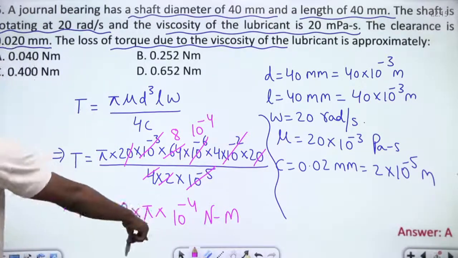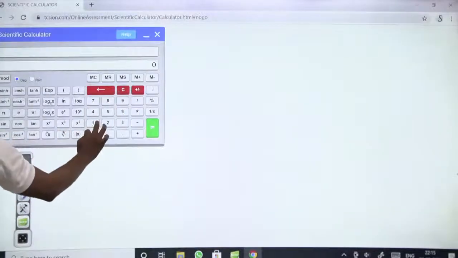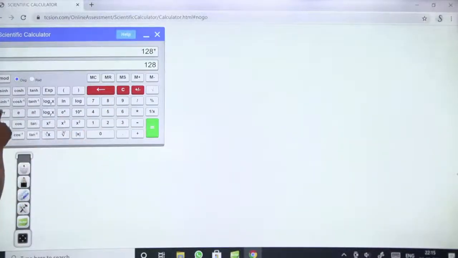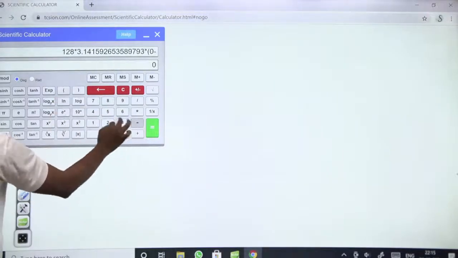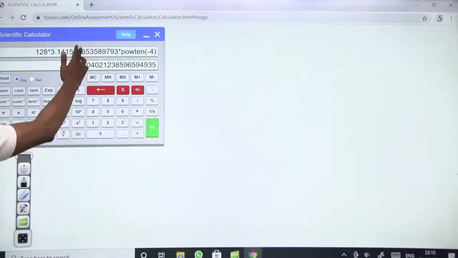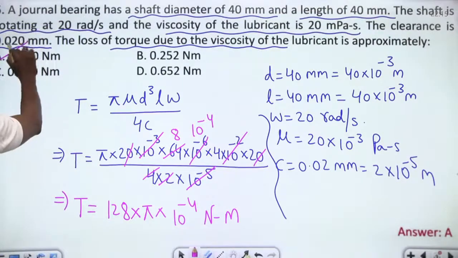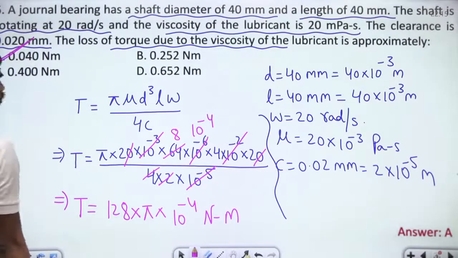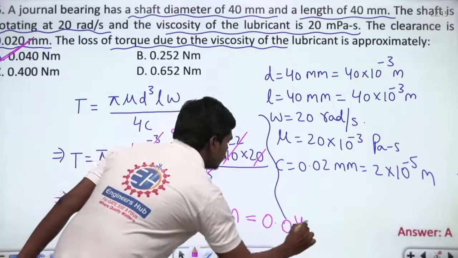So 128 pi into 10 to the power minus 4. Let us calculate this. 128 into pi into 10 to the power minus 4, where 10 to the power minus 4 can be written as power 10 of minus 4. This value gives you 0.040. Yes, it's in option A. So this is equal to 0.040 Newton meter.